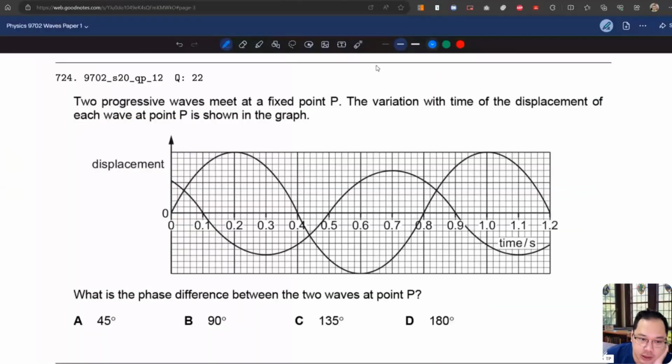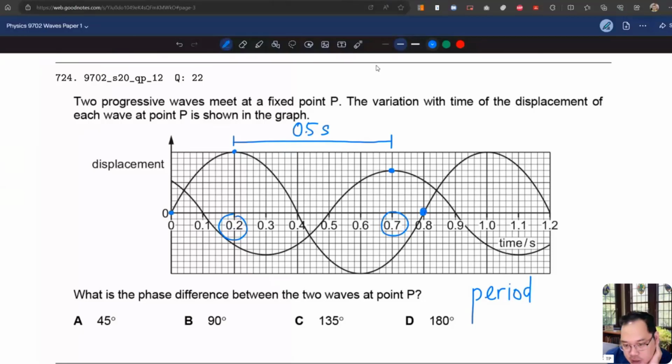Comparing the peaks, the peak of wave A is here at 0.2 seconds, and then the peak of the other wave is here at 0.7. So the difference in time between the two peaks is 0.5 seconds. And then we need to compare this difference in time with the period of the wave. They have the same period, the same frequency. You can see, okay, the period calculated from this point, the period is 0.8 seconds. And for the other wave, it's also 0.8. You can see from this point to this point.